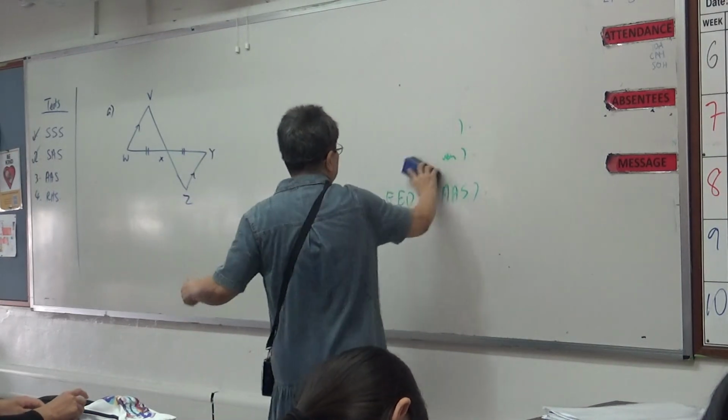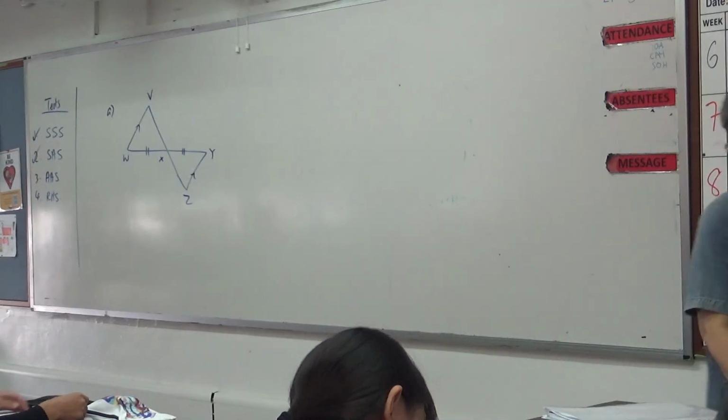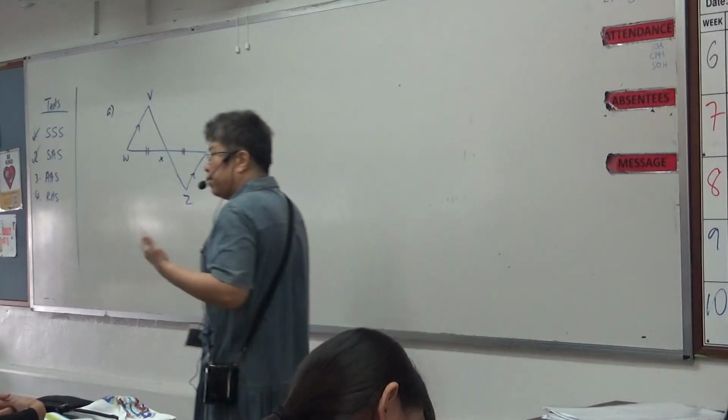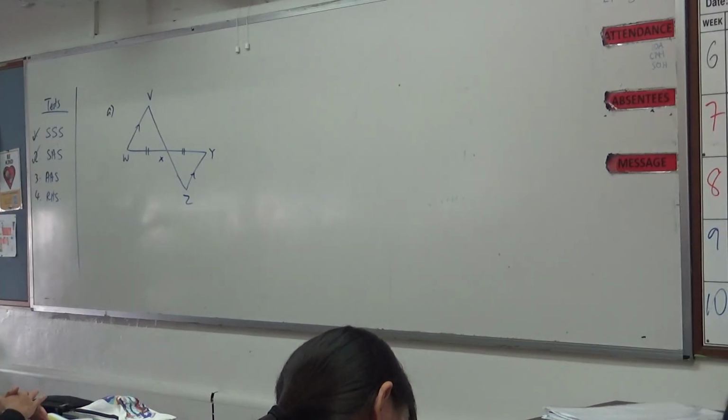Now, do you think that the parallel lines have any significance? Of course. Correct. Then we can have AA. Okay, all of you look up. There are 2 ways to do it. All look at me, please.